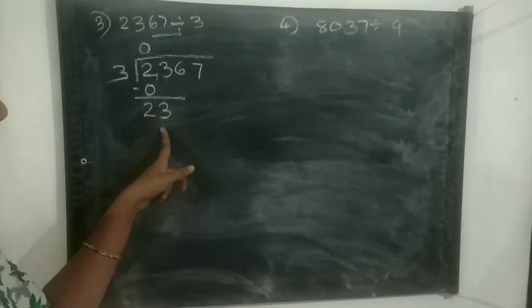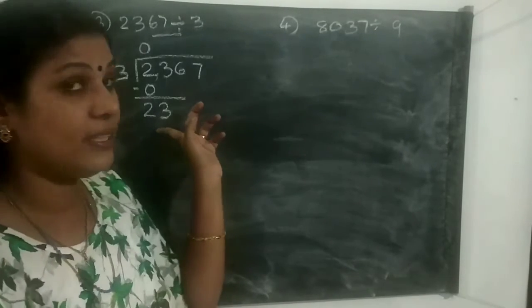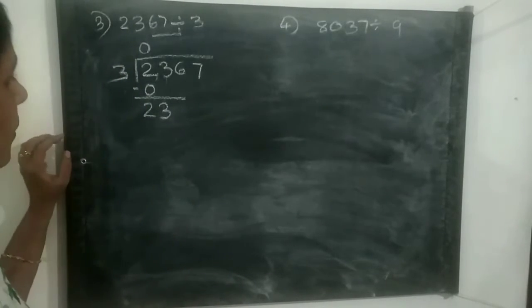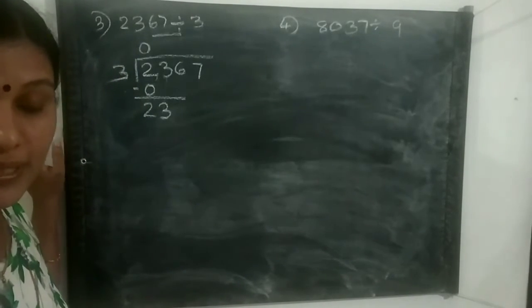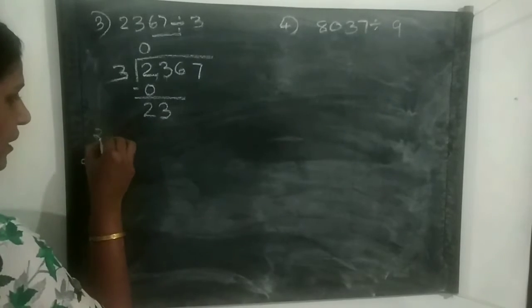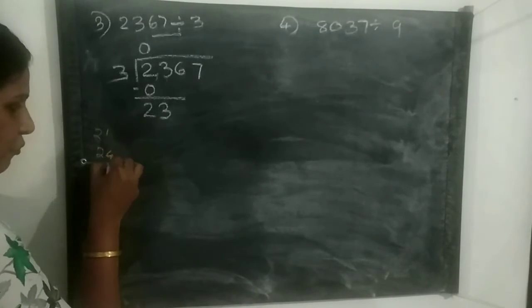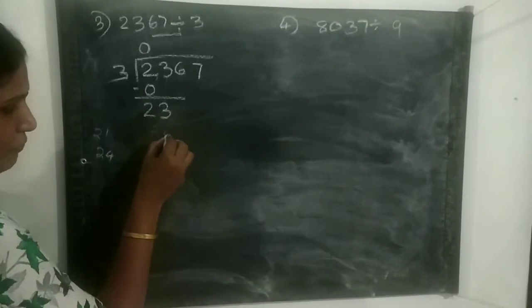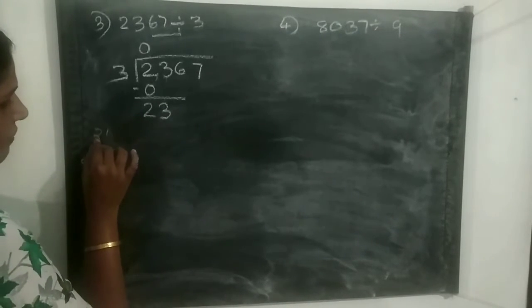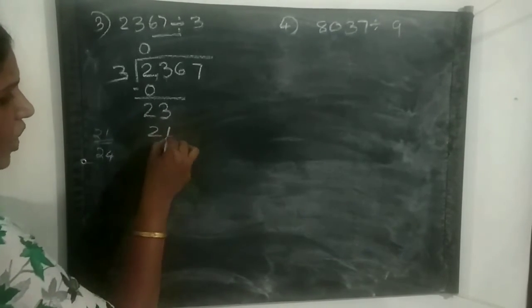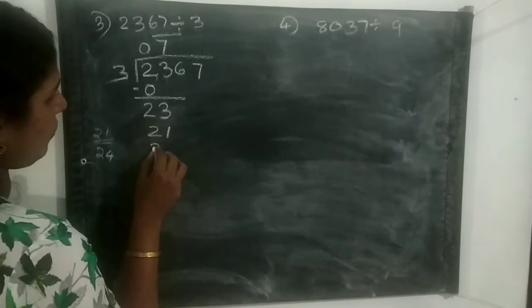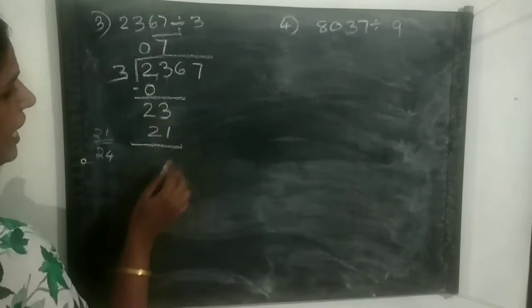9 3s are 27. Okay, 1 3s are 3. 7 3s are 21. Isn't it? 7 3s are 21. 8 3s are 24. We can't subtract this 24 from this 23. So we select this 21. And how many times is that? 7 3s are 21.